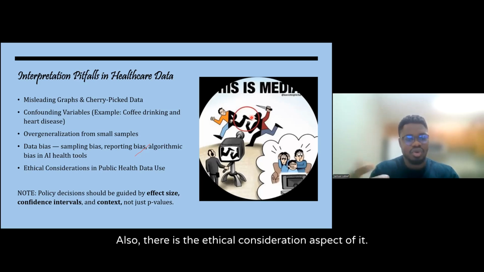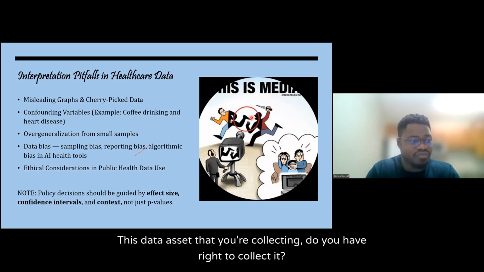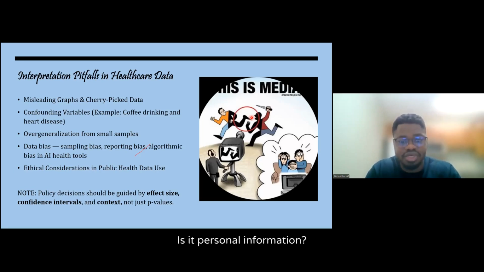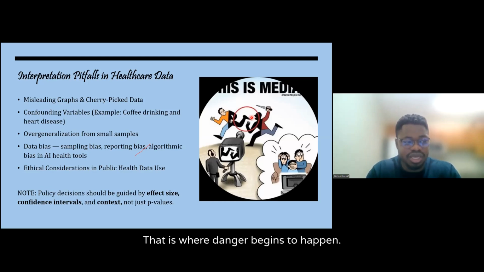Also, there is the ethical consideration aspect of it. This data set that you're collecting, do you have the right to collect it? Is it personal information? In the US, we have something called HIPAA. In Canada, it's called PHIA. These are privacy and portability acts. You can't just be publishing personal data of people. That is where danger begins to happen.